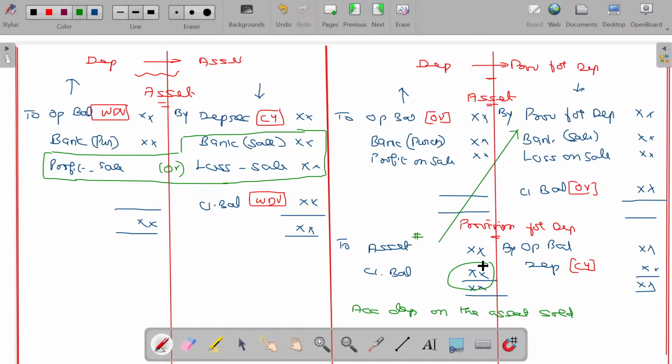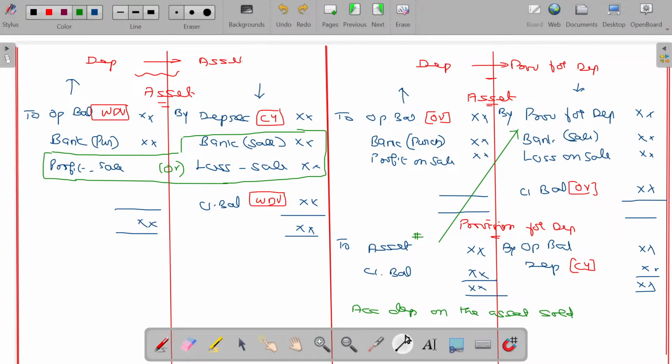This is the accumulated depreciation for the remaining assets, if I have anything in the balance sheet. If you don't have any assets in the balance sheet, you don't have the closing balance. We have 5 assets and one asset was sold. Then whatever accumulated depreciation you have for the asset sold will be transferred from here to here. Clear? For the remaining 4 assets, accumulated depreciation will be available as a closing balance here.